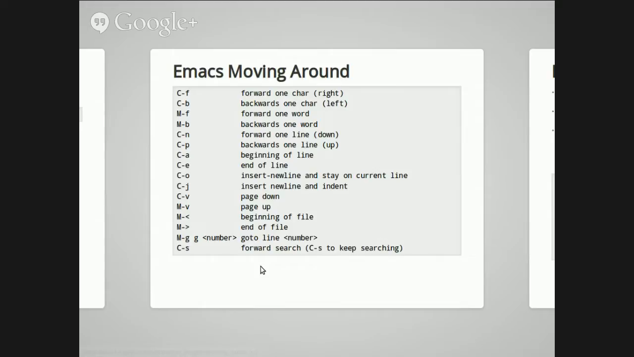So then meta F and meta B will move forward and backwards by words. Control A and Control E go to the beginning and end of the line. Most of Emacs's commands that move you around will involve control. There's a couple that involve meta. Generally, meta does more powerful things than control.